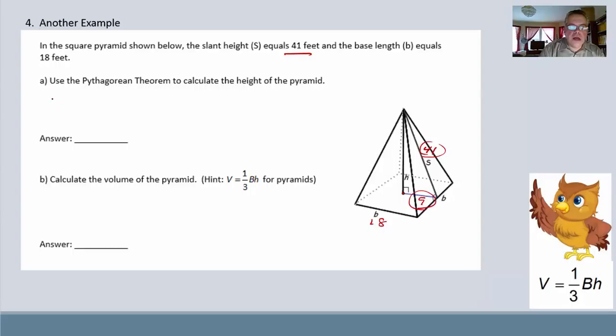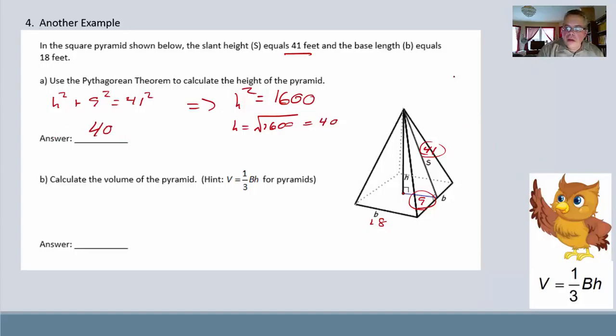Okay, so the height squared plus 9 squared equals 41 squared. Okay, so again, we solve, do the Pythagorean theorem. We get h squared is 1600. So h is the square root of 1600, which is 40.